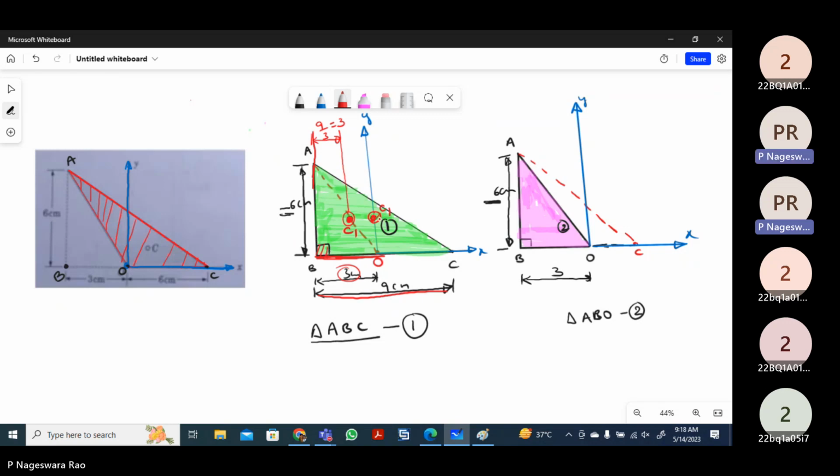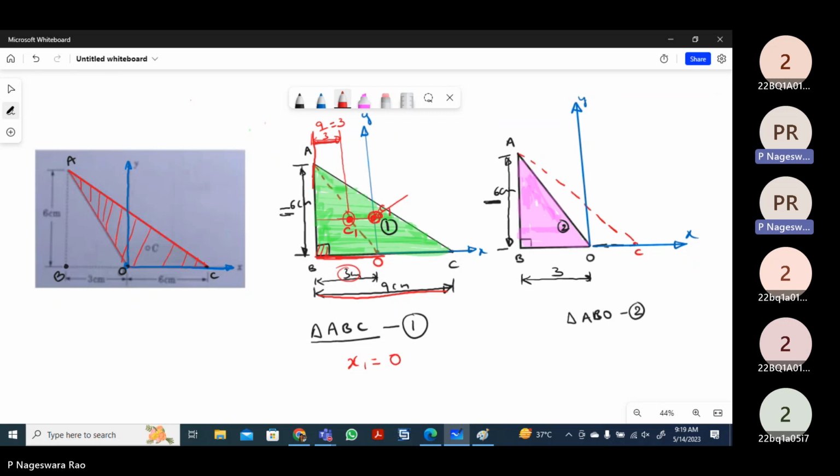Because it lies on the y-axis, what is its x-coordinate? We have to measure the x-coordinate from the y-axis. Since the distance is 3 centimeters from line AB, the C1 point lies here on the y-axis. So on the y-axis means the x-coordinate will be 0.